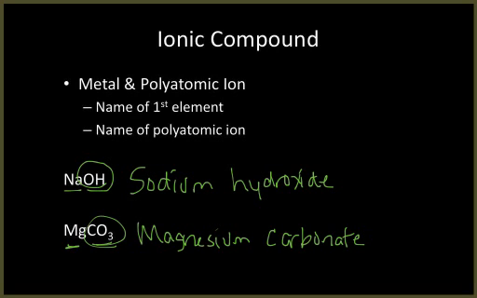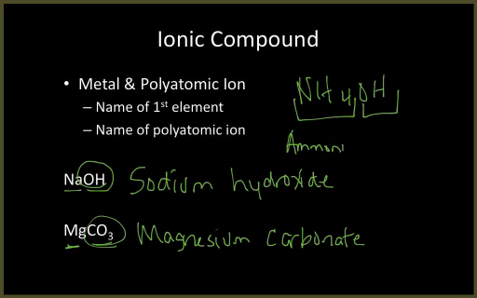There is one positive polyatomic ion, ammonium, so it is possible to have two polyatomic ions and have to name them that way. For example, we could have NH4OH. So this is a polyatomic ion and this is a polyatomic ion. In that case, we would just use the name of both of them. So NH4 is ammonium and then OH is hydroxide. So that would just be ammonium hydroxide.